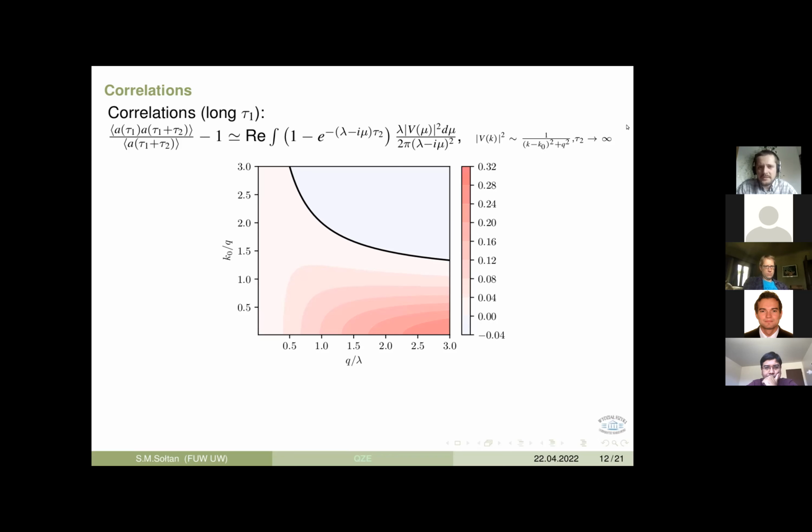And if we do the same with the second time also long, then we still obtain that there are some ranges in which these correlations, these weak values, are strange, are exceeding 1. So it is a result not only for short times, but should be detectable in some cases for long times as well.